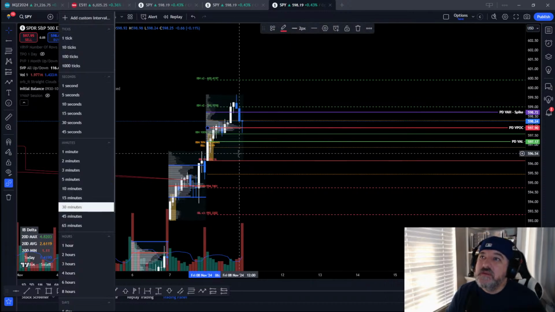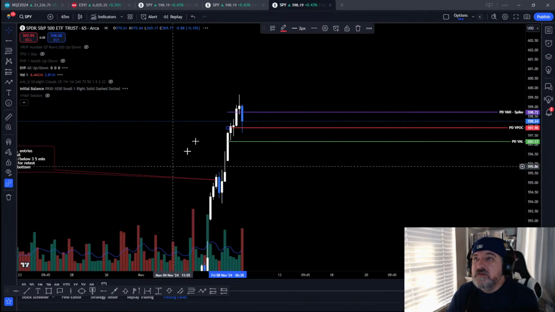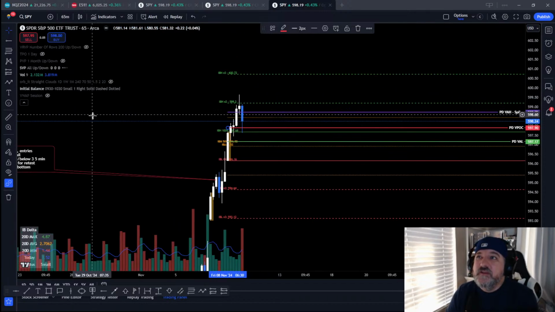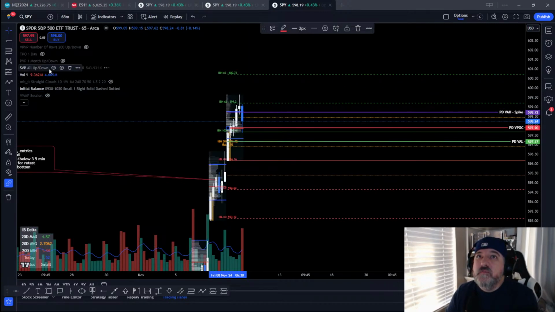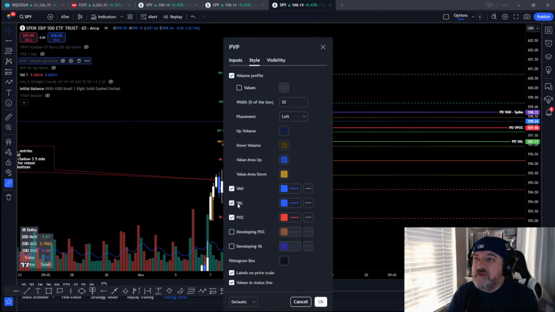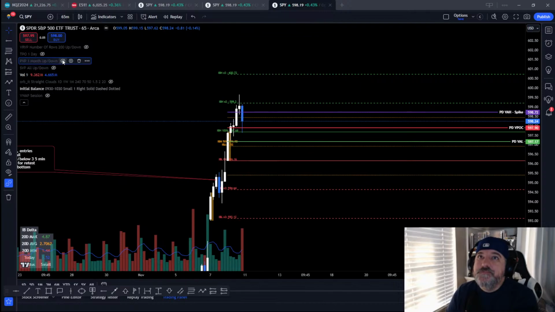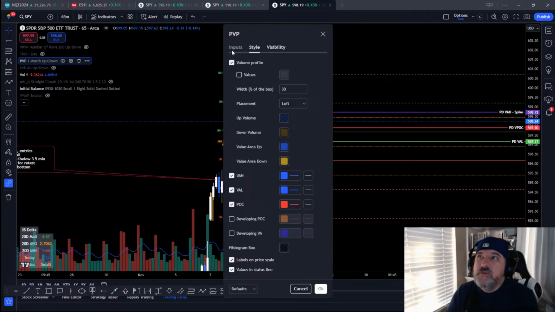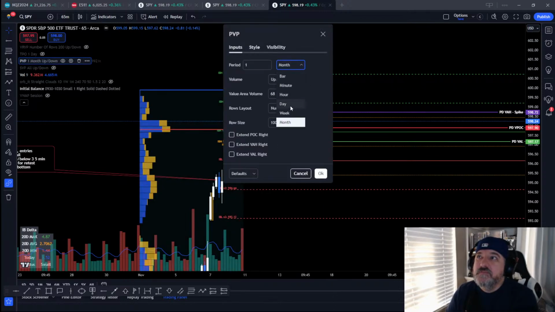And now, since we're going into a new week, we go to the 65-minute time frame, and we're going to use the indicator called PVP. It's going to be the same settings: value area volume 68, row size 100. Under style, you check value area high, value area low, POC. And you change the input to 1 week.